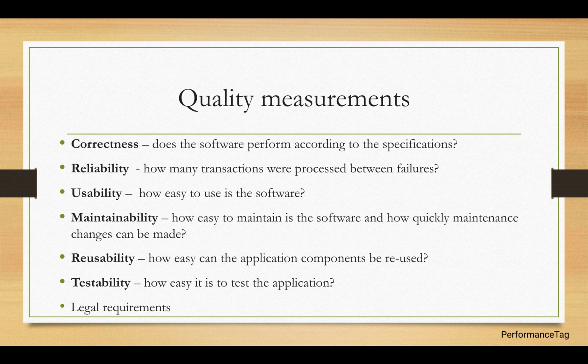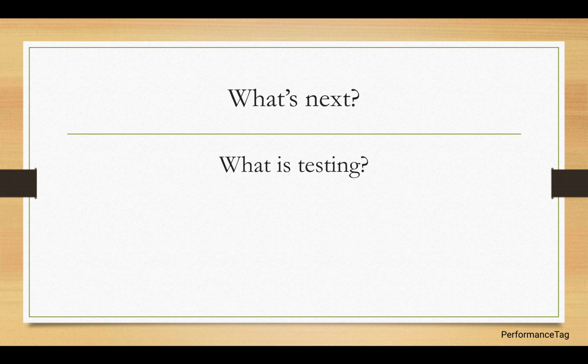Correctness. Does the software perform like it should according to the specifications? Reliability. How many transactions were processed between failures? Usability. How easy to use is the software? Maintainability. How easy it is to maintain the software and how quickly maintenance changes can be made. Reusability. How easy it is to reuse the application components in another identical situation. Testability. How easy it is to test the applications. And also we have the legal requirements.